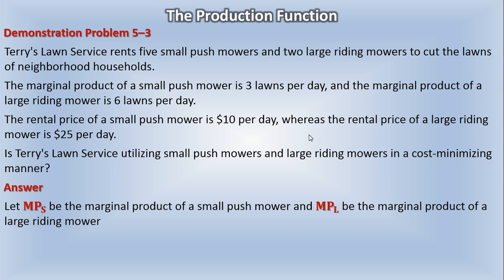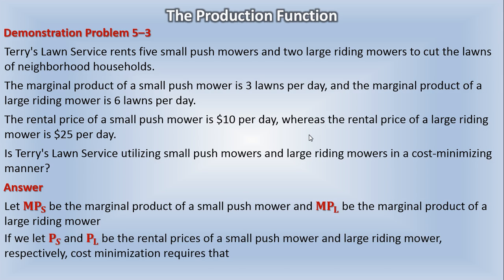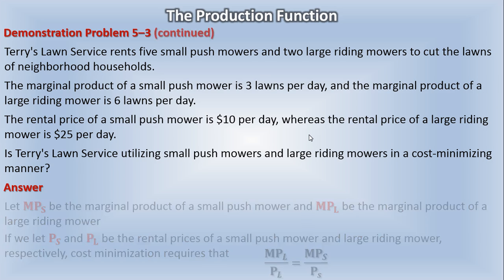So we'll let the marginal product of S be the marginal product of a small push mower, the marginal product of L be the marginal product of the large riding mower. We'll let PS equal the price of the small push mower and PL be the price of the large push mower or riding mower, respectively. So cost minimization requires that, again, these expressions be equivalent, that the extra amount of output of lawns mowed per type of mower per dollar spent be equivalent at the cost minimizing level of the 2 inputs.